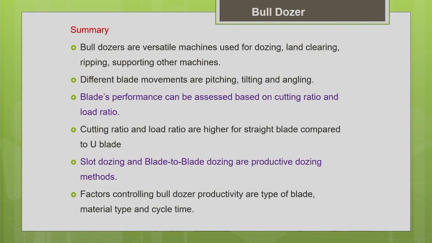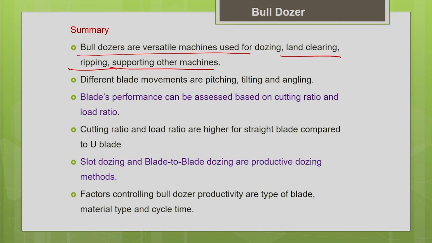So now we have come to the end of the lecture on bulldozer. Let me summarize what we have discussed so far. As you know, bulldozers are versatile machines because they are used for different applications. Not only for earth moving operations, we can also use them for cutting trees, ripping rocks, and assisting other machines. So it is used for n number of applications. That is why we call it a versatile machine.